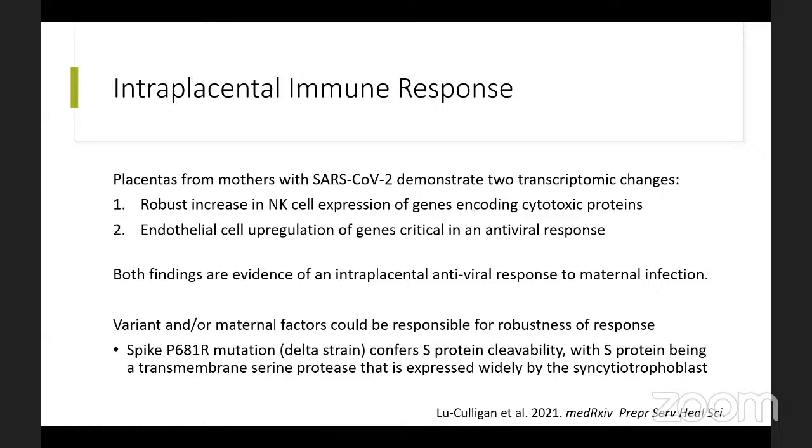Second, we also know that variant and/or maternal factors could be responsible for the robustness of this response. One of the things that's been postulated to explain why things looked so bad during the Delta period is that the Delta strain had a spike P681R mutation that conferred S protein cleavability, with the S protein being a transmembrane serine protease that's expressed by the syncytial trophoblast. So it's possible that the newer variants have mechanisms to get around the intraplacental immune response and are more effective at invading the syncytial trophoblast directly.